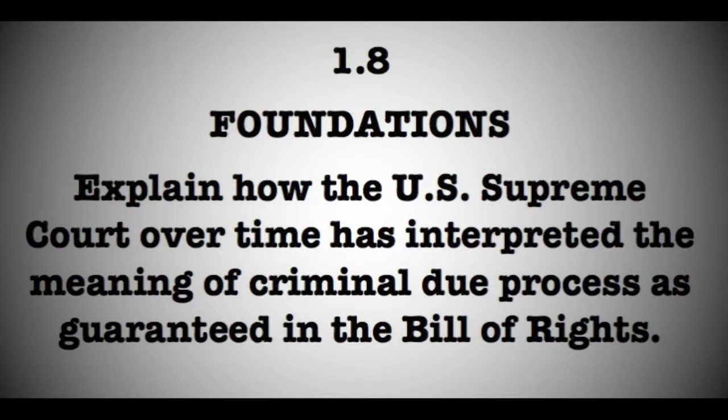Griswold v. Connecticut, 1965, utilized the vague language of the Ninth Amendment to establish the right to privacy. Though not specifically mentioned in the Constitution's Bill of Rights, the right to privacy was later extended to include a woman's right to choose an abortion in Roe v. Wade, 1973. Few judicial opinions have been more controversial.